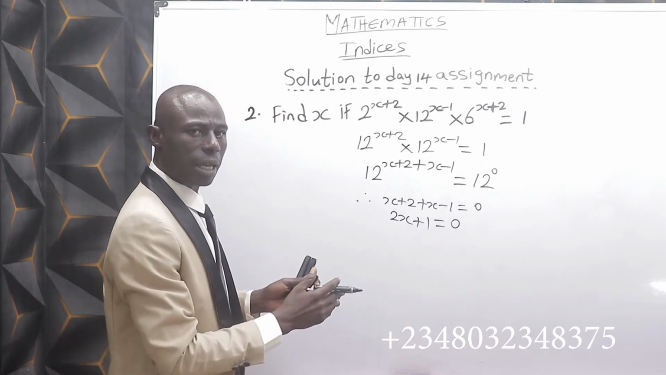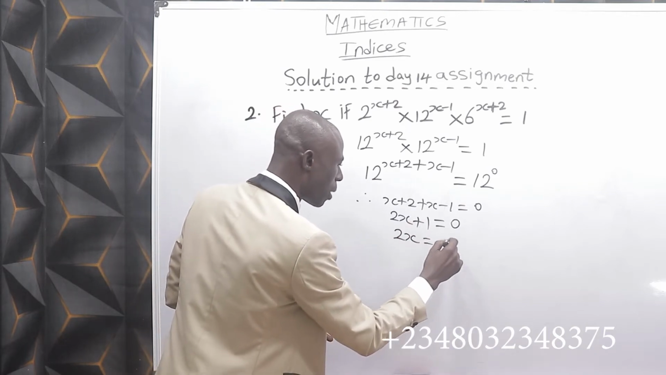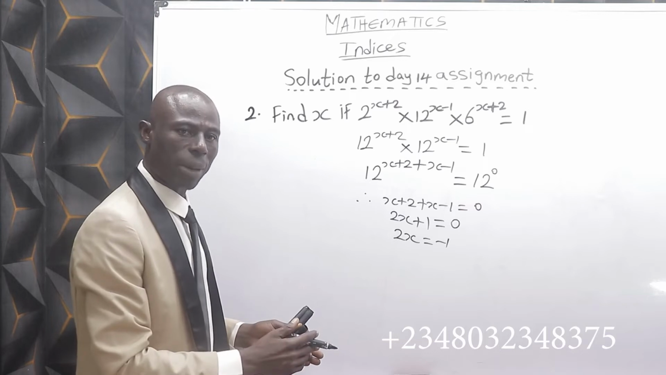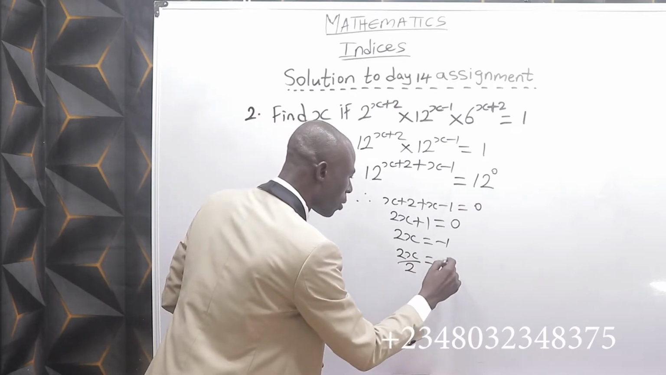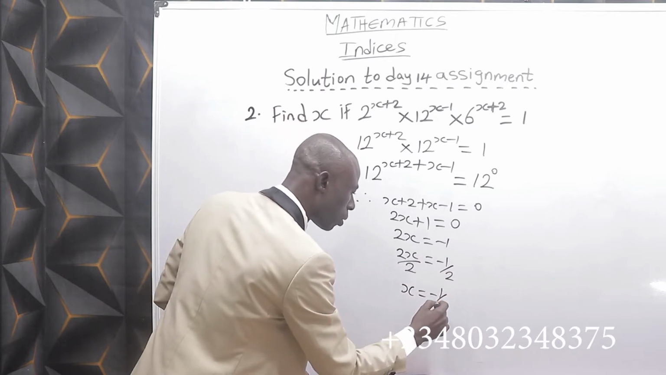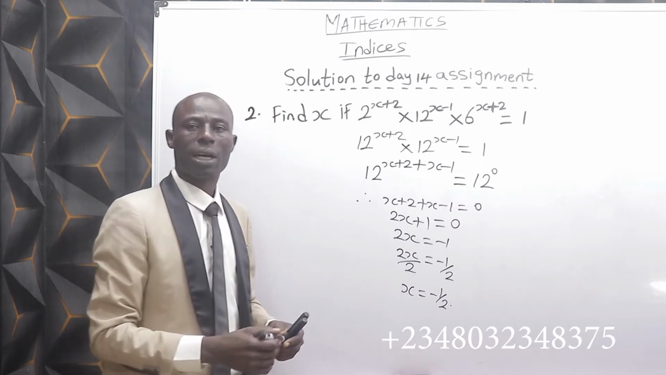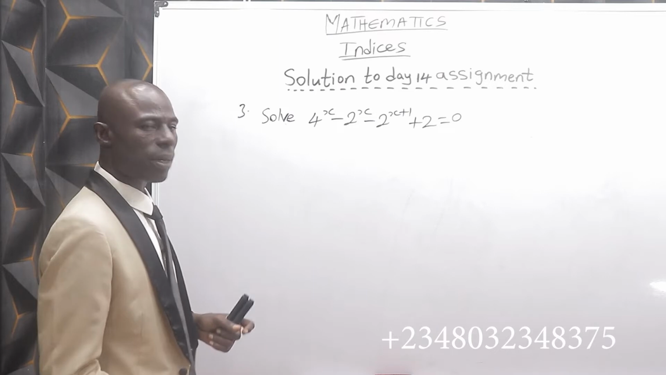So solving the linear equation by collecting the like terms, you have 2x equals minus 1. You divide both sides by 2, you have 2x divided by 2 equals minus 1 divided by 2. Therefore, we have x equals minus half. And that's the end of that equation. Question 3 of the assignment.